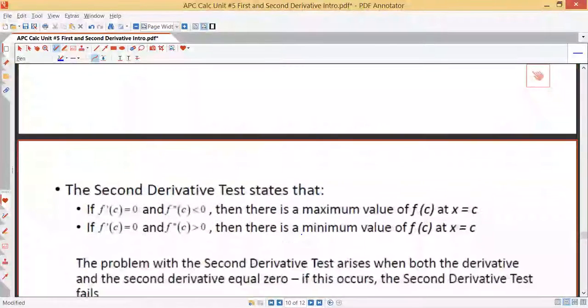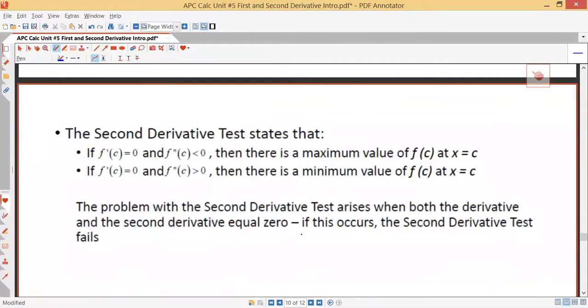Finally, we're going to learn something that's specifically called the second derivative test. So we were just using the second derivative to identify the concavity of our graph, but now we're going to use what's called the second derivative test to identify max and mins. First and second derivative tests are very specific to identify max and mins.